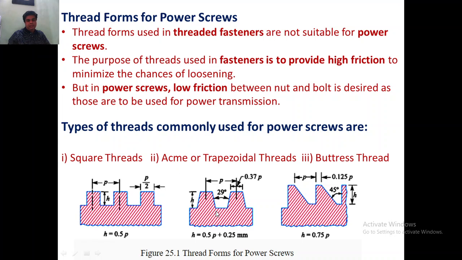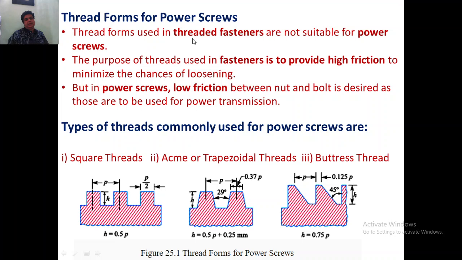In the previous sessions you have learnt about threads and different forms of threads, and also in previous semester courses, particularly in machine drawing, you might have learnt about the different threaded forms. So I hope all of you are familiar with these forms. We'll just have a review of these thread forms which are used in power screws.